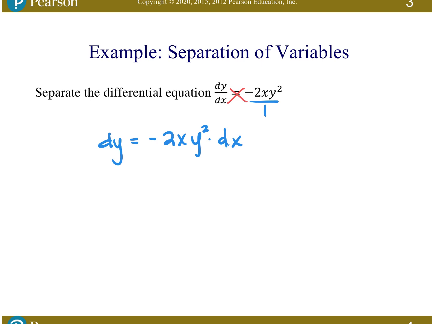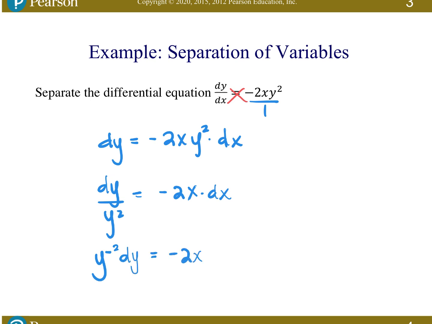So what's the easiest way to do that? Divide by y squared. And so then we're left with negative 2x dx. And then if possible, and it usually always is, you'll want to write this completely as products. So we prefer not to leave a quotient, so we've got dy over y squared. It would be better for you to write this as y to the negative 2 dy and then negative 2x dx.